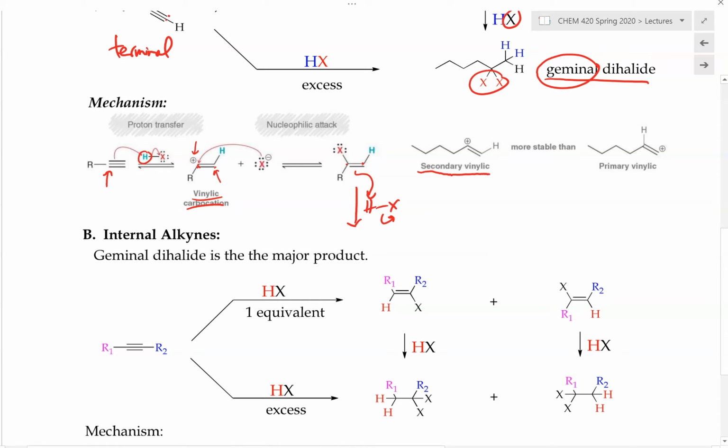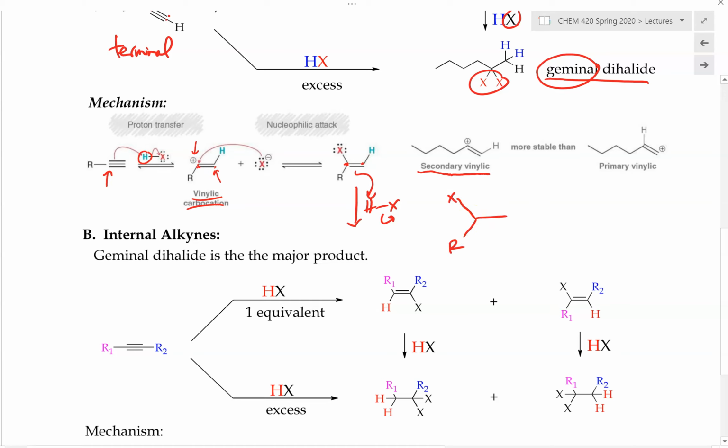So I'm going to draw out those two possibilities so we can see which one will be favored over the other. Depending on which one is favored because of its stability, that will lead to the major product. So we can either have the carbocation on this carbon or this carbon right here. Let's draw the two structures.